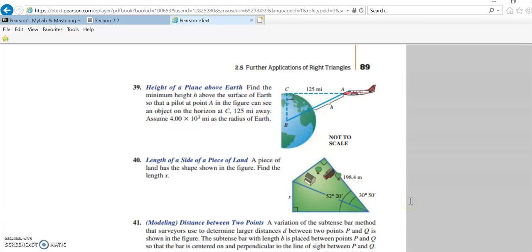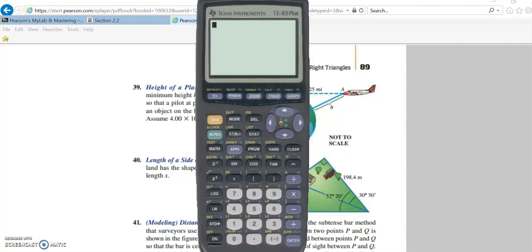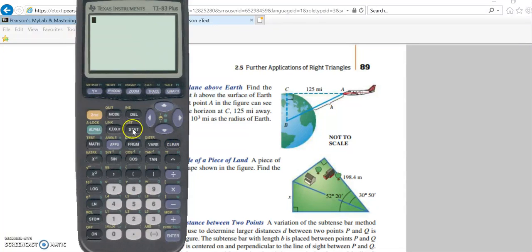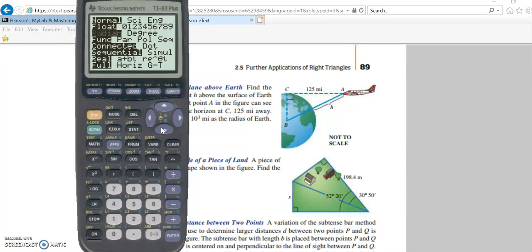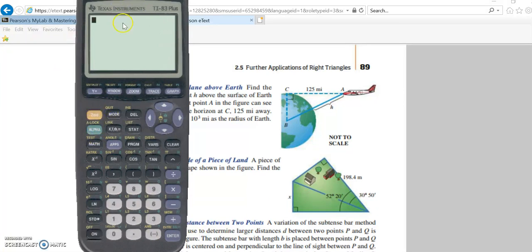So the first thing we should do is, looking at this, we should be able to go, hey, I can figure out that second angle. That seems like a good thing to do. So I'm going to get out my calculator and figure out that second one. Since I'm in degrees, I want to make sure I'm in degrees. So I'm going to do 52 degrees 20 minutes minus my 30 degrees 50 minutes.